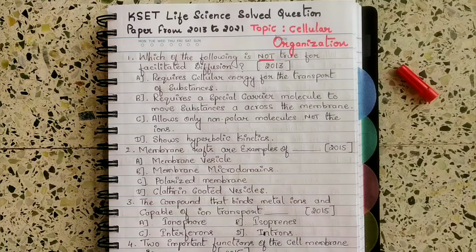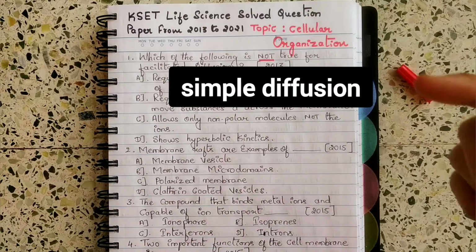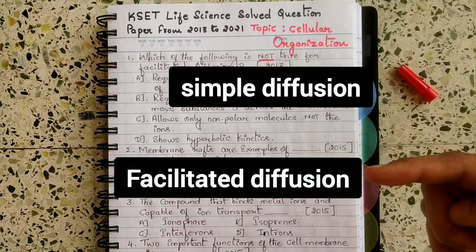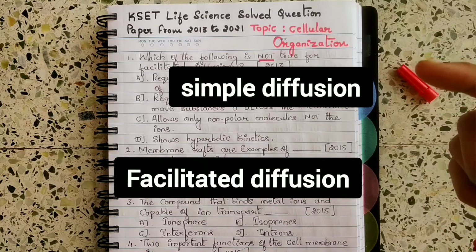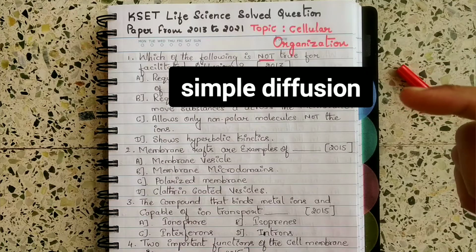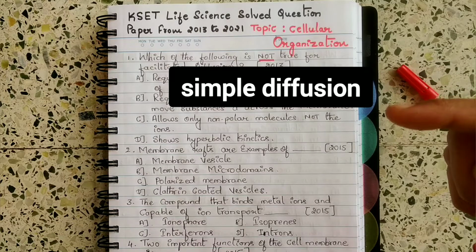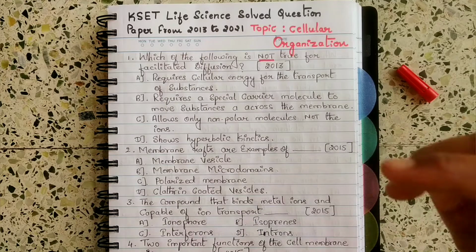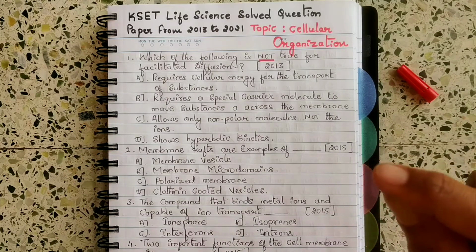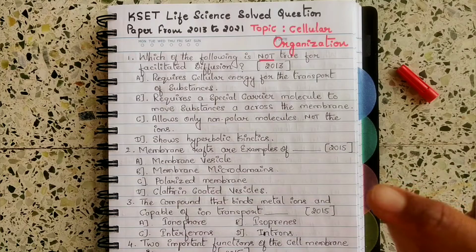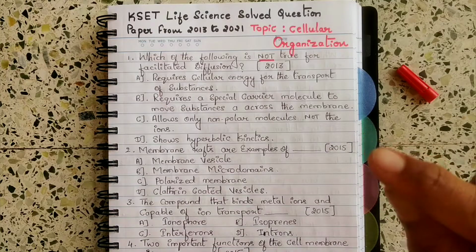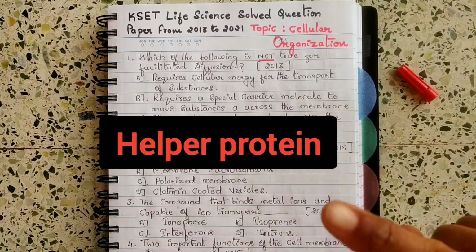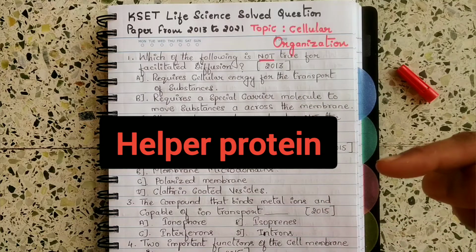We know that in diffusion there are two types, that is simple diffusion and then facilitated diffusion. In simple diffusion, particles are moving from a region of higher concentration to a region of lower concentration. That is also the same for facilitated diffusion, but there is one difference: facilitated diffusion occurs by means of helper proteins. That is the main point here. It is something like a carrier mediated transport.